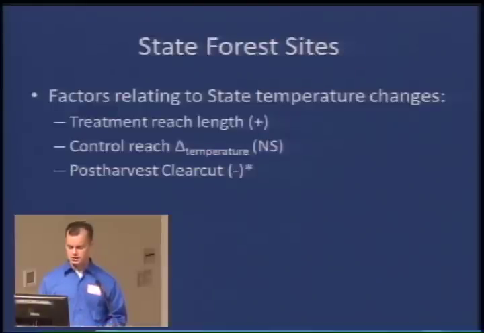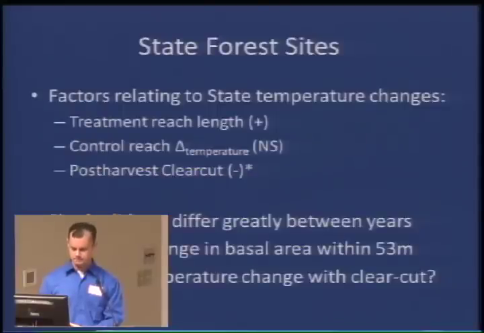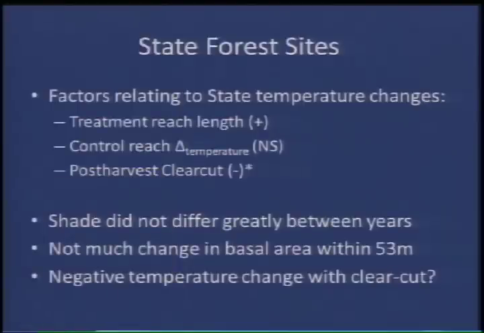And what was interesting was that there was a negative correlation with whether or not a site was clear-cut post-harvest. So for shade sites, as you've just seen in the previous slide, the shade hadn't changed much between years. We didn't see much change in basal area within the 170 feet or 53 meters. And we were a little puzzled by the negative temperature change with clear-cuts association.